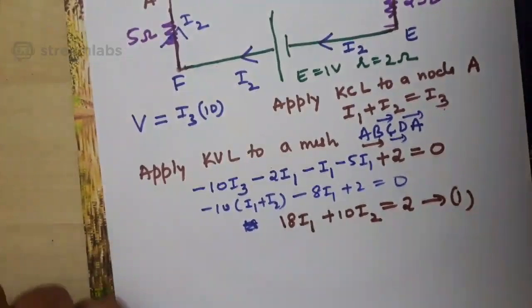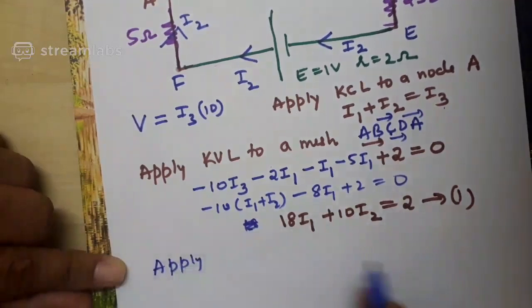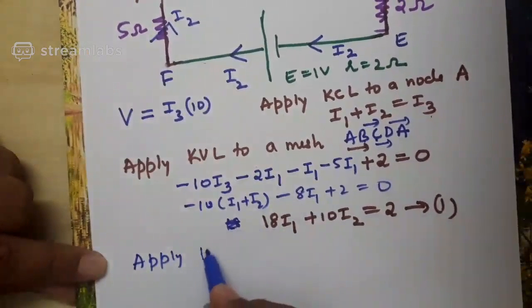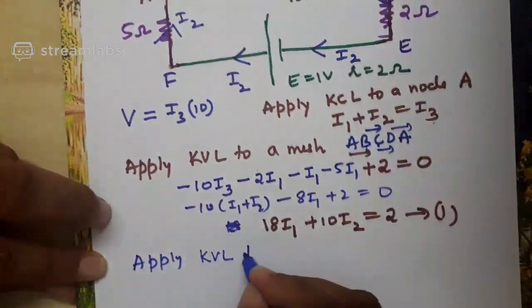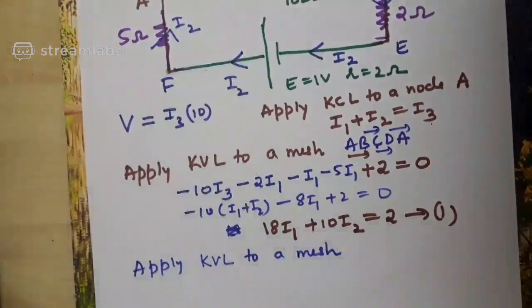Then you apply what? How many unknowns are there? 2 unknowns. One equation. You can't solve, no. Apply KVL to a mesh.